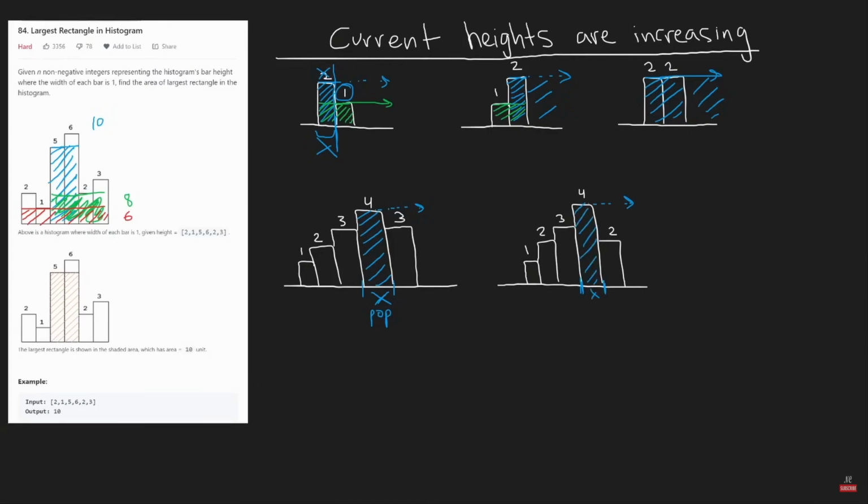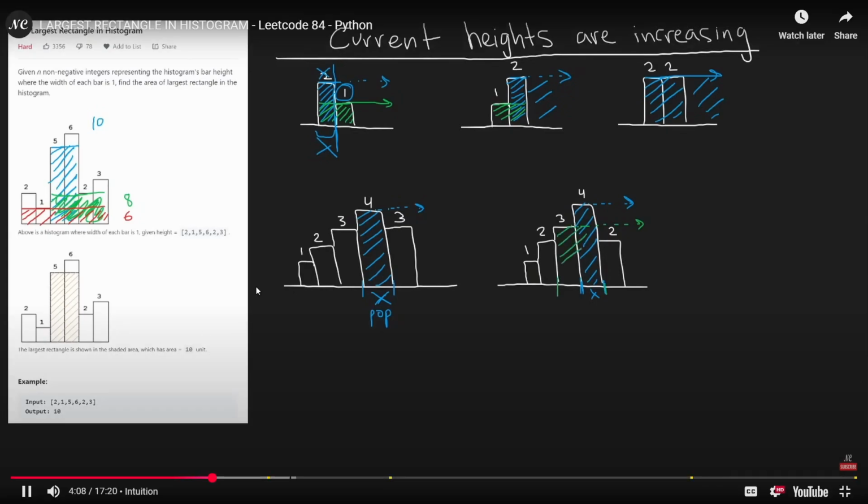Let's look at this 3 now. We can't extend this any farther either, right? Because the 2 is less than the 3. So we can say that these are the boundaries of the 3. Let's see what the area it could have contributed was. It's 6. Maybe that's the max area. We don't know yet. But we know we can't extend this 3 any farther. So we have to pop it as well.